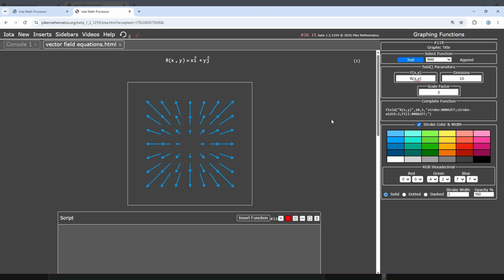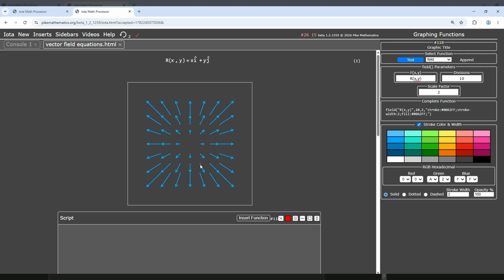All right. So this vector field has a similarity with the last one, where as you move away from the origin, the vectors get bigger. But there's no rotation to this field. These vectors are simply pointing straight out from the origin. Well, I want to play with this field a little bit.